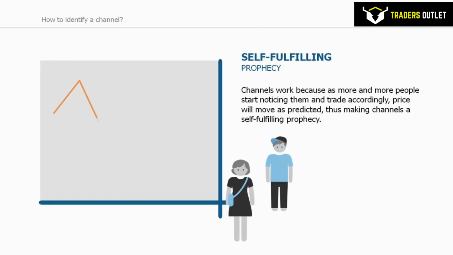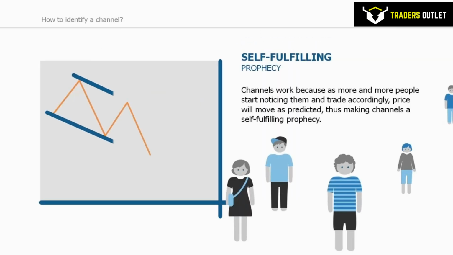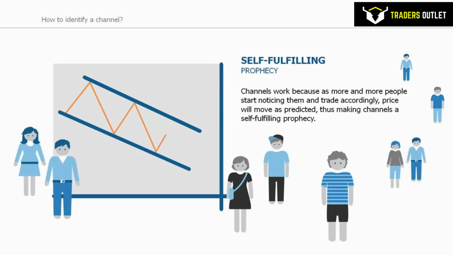Channels exist because more and more people start noticing them and use them to trade. So when a price reaches the top of the channel, many people believe that the price will start to fall, and so they sell. Because of all these people selling, the price will actually fall as predicted. Then, when reaching the bottom of the channel, a lot of people will think the price will reverse and go up, hence they buy. As a result, the price will actually go up again.